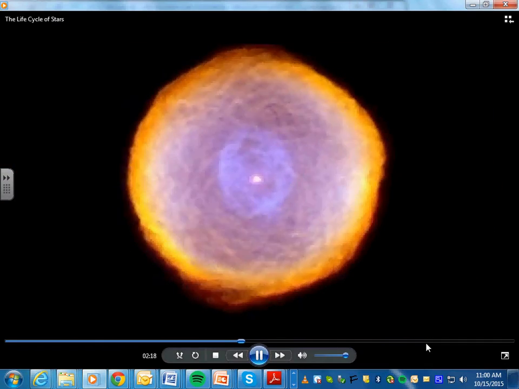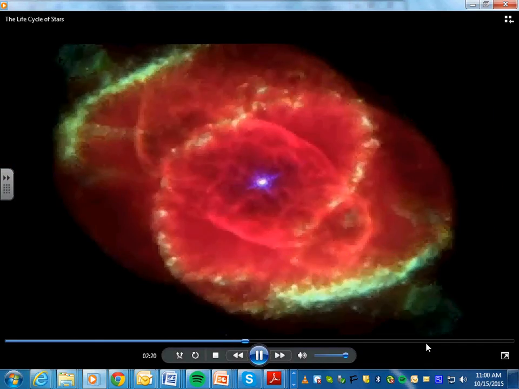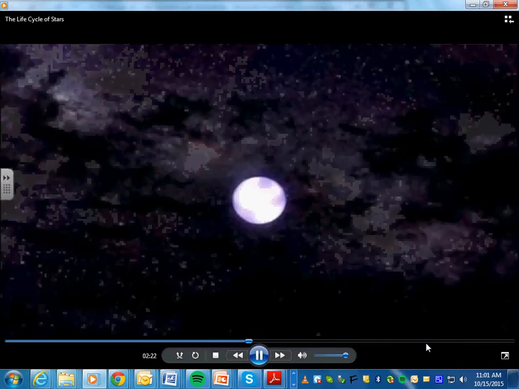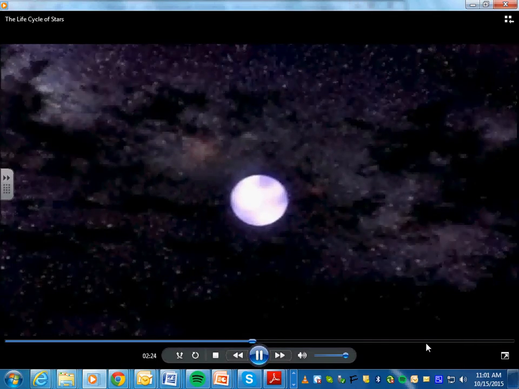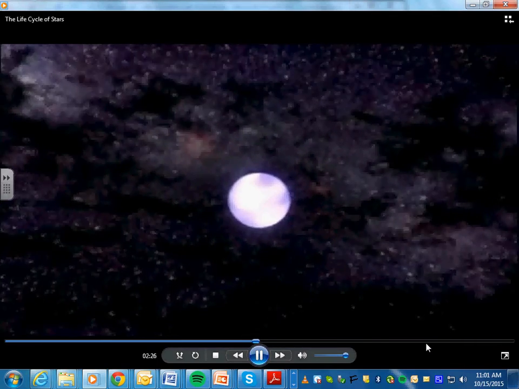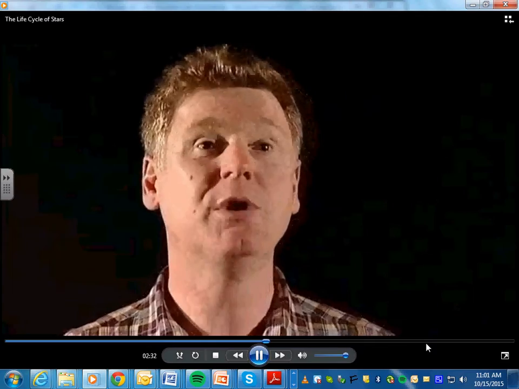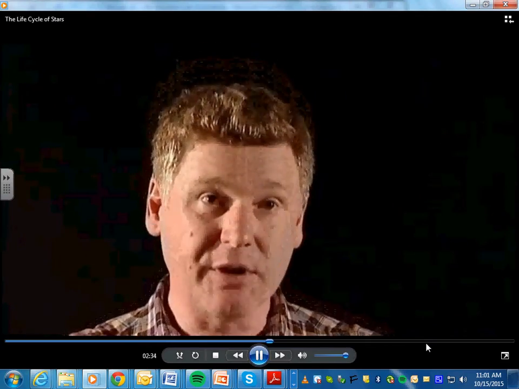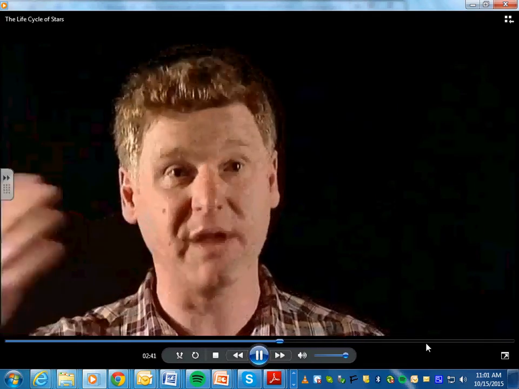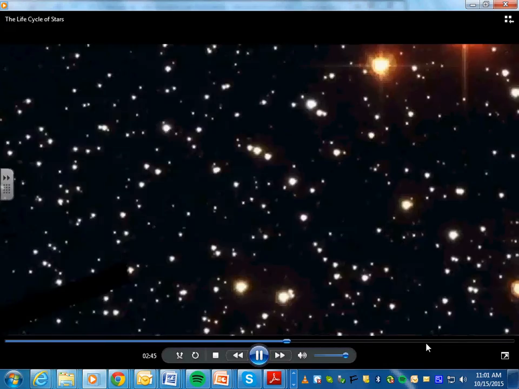Once the outer layers have drifted away, all that is left of the star is its core. A white dwarf star is the dead remnant core of a star like the Sun at the end of its life. What's left behind is something that might weigh as much as half the mass of the Sun, but it's only about the size of the Earth. So it's an incredibly dense object, it's dead, there's no nuclear fusion going on anymore, it's incredibly hot, but then over millions of years it will gradually cool down to become a black dwarf.